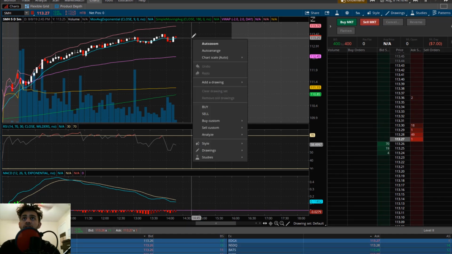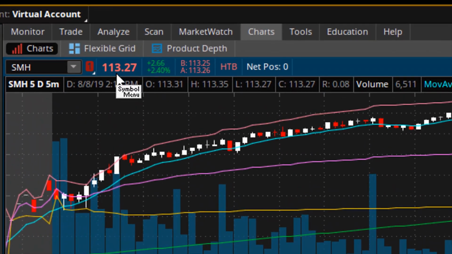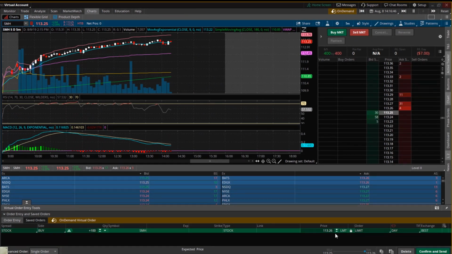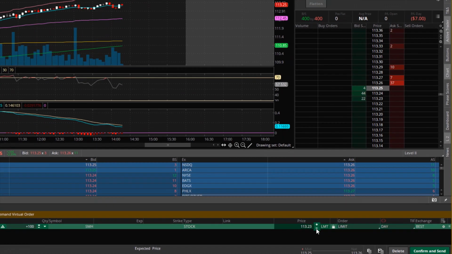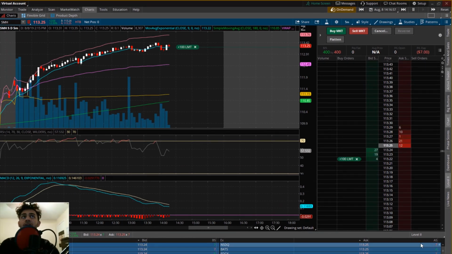Let's hit buy, then edit. Right now it's trading at $113.27. Let's say I don't want to pay any more than $113.22. So I'm on a limit order, I put the price to this amount, I hit confirm, send. Notice how my order didn't get accepted right away.